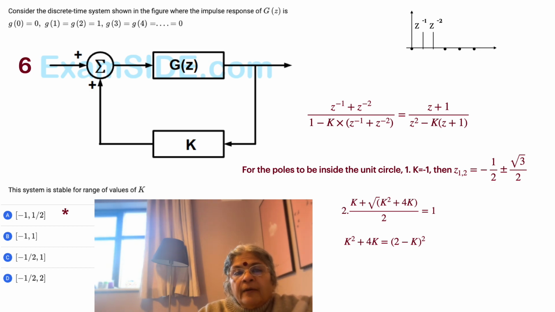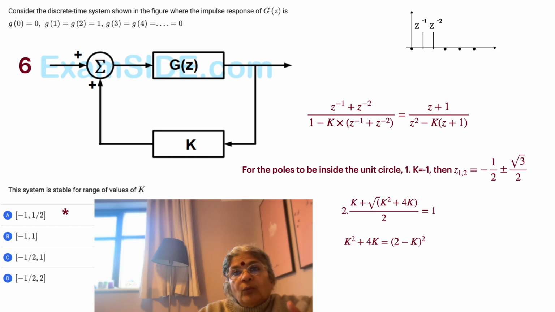Now you are finding the poles from z square minus kz minus k by setting it equal to 0. So we have k plus or minus square root of k square plus 4k, by 2, equal to 1. You solve it, or you say that (2 minus k) whole square is the same as k square plus 4k. So k square and k square cancel, and you are having 8k equal to 2. Just solve it out, you can see that k is equal to half. Okay, so there are two limits for k.